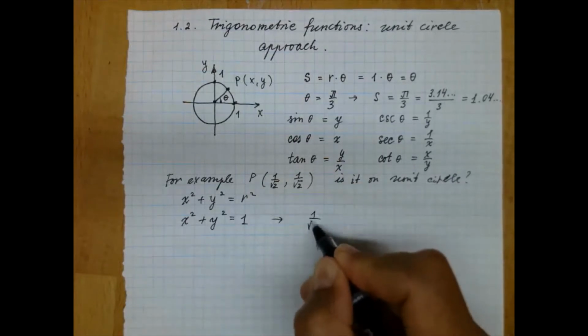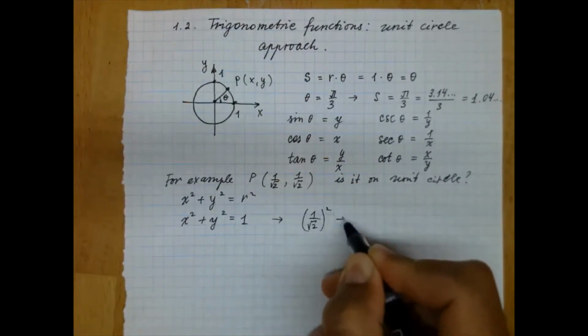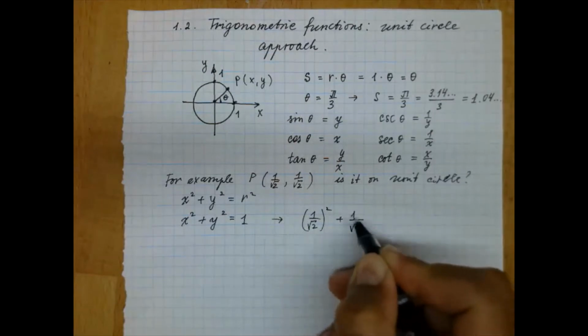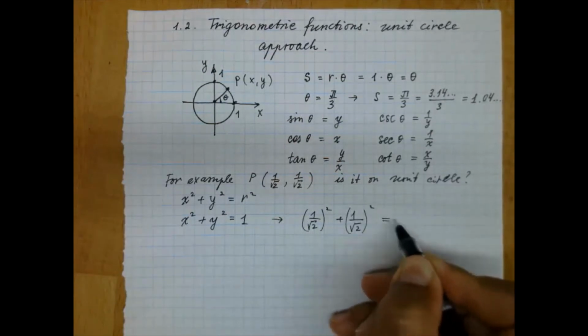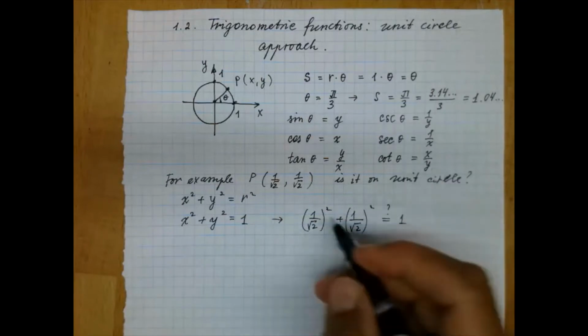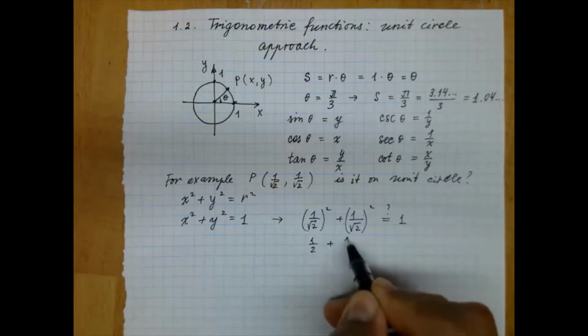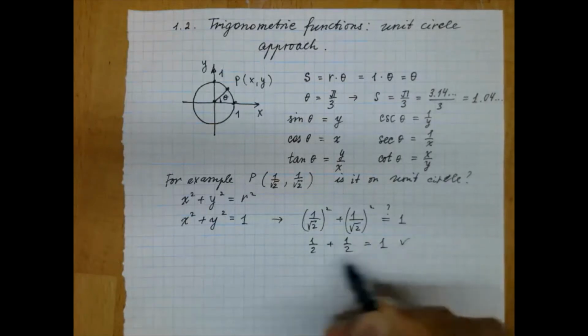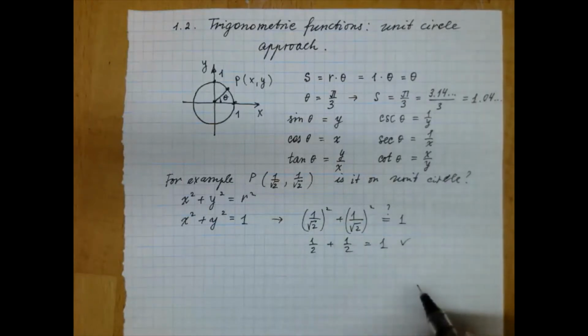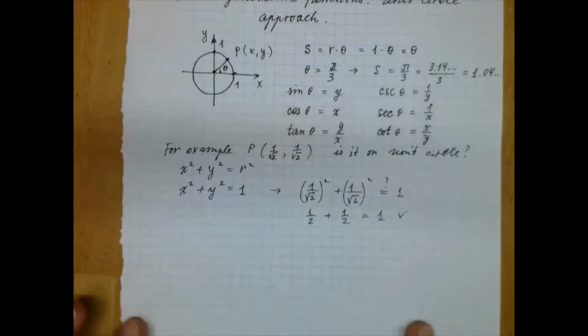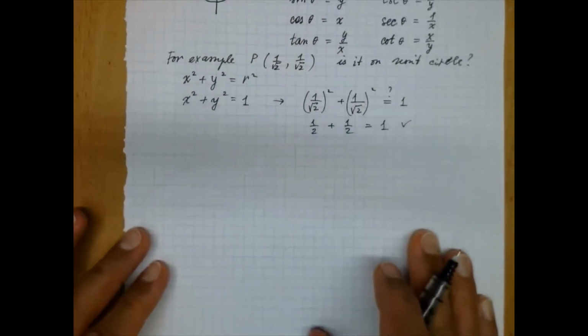So, 1 over square root of 2 squared plus 1 over square root of 2 squared, is it equal to 1? Well, it's very easy to calculate the square of 1 over square root of 2. It's 1 over 2, right? Plus 1 over 2 equals 1. Of course, 2 halves equals 1, so it checks. Let me move a little bit up.